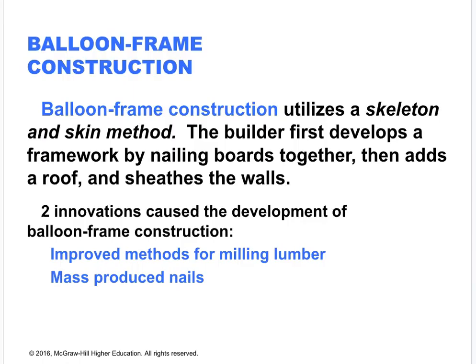And then back to this one. So balloon frame construction is also skeleton and skin. The builder first develops a framework by nailing boards together, then adds a roof, then sheathes the walls, or covers the walls. Two innovations caused the development of balloon frame construction: improved methods for milling lumber and mass-produced nails.